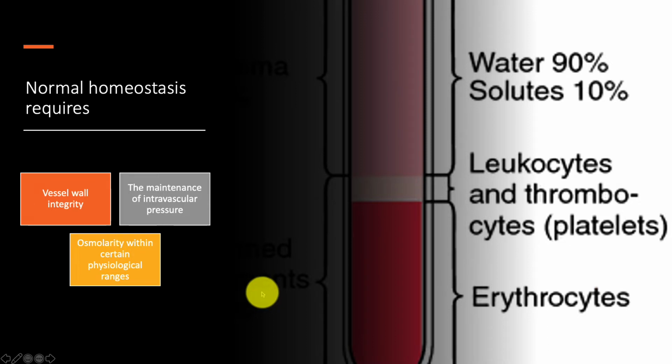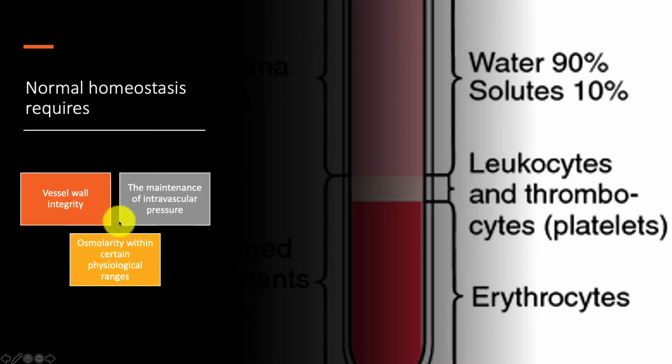Okay, so on this next slide, we're just going to talk about the three major components of maintaining homeostasis of the hemodynamic system. There are many, many more, but I'm just trying to keep this simple for you guys. Vessel wall integrity. This is going to talk about the endothelium, or the endothelial cells that line the walls of the capillaries. I'll show you some pictures of those. The maintenance of intravascular pressure. The key word being maintenance there. We don't want lots of fluctuations in there. And keep in mind that this change in intravascular pressure can come as a result of a pathological condition. Exercise can also change this, and we'll look at some examples of exercise near the end here. And then the other one would be osmosis or osmolarity within certain physiological ranges.